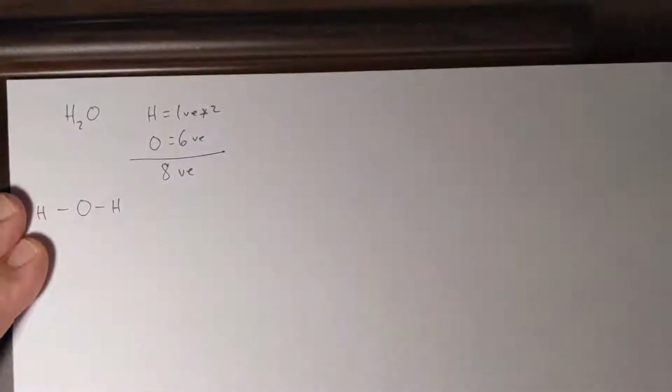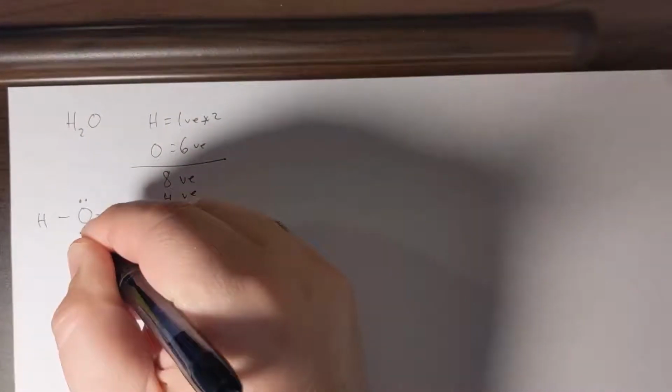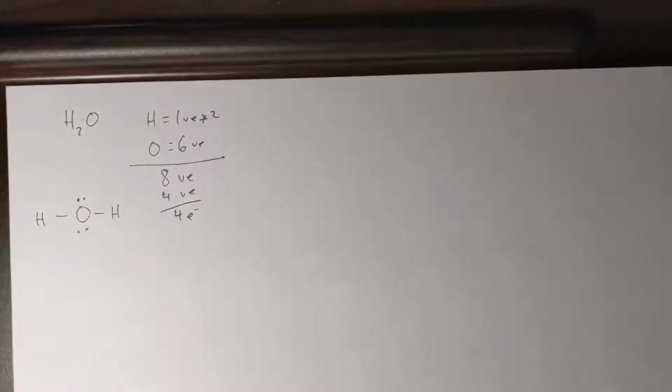We'll put oxygen in the center, and we'll make a bond to each hydrogen. And this will account for 4 of our electrons. So there are 4 that we need to distribute around. So 1, 2, 3, 4. We have our Lewis structure now for our water molecule. And now we need to figure out our bond polarity.